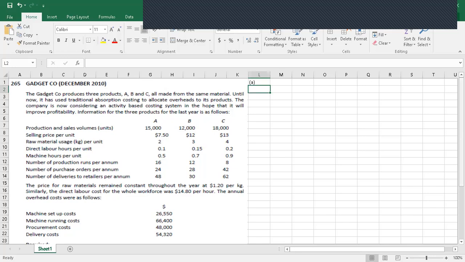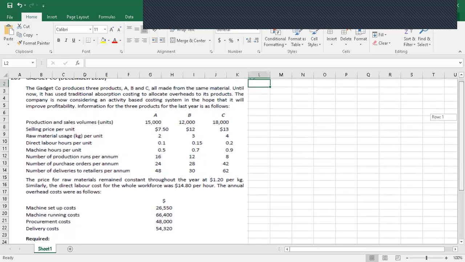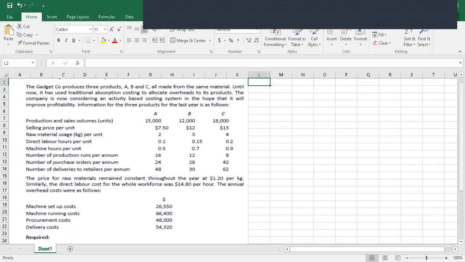Okay, let's see. There are three products A, B, C. We have the production and sales volume, selling price, raw material, direct labor, machine hours, number of production runs per annum, number of purchase orders per annum, number of deliveries. After that, we have a list of costs that are given. The price for raw material remained constant throughout the year at 1.20 per kg. Similarly, the direct labor cost for the whole workforce was 14.80 per hour.